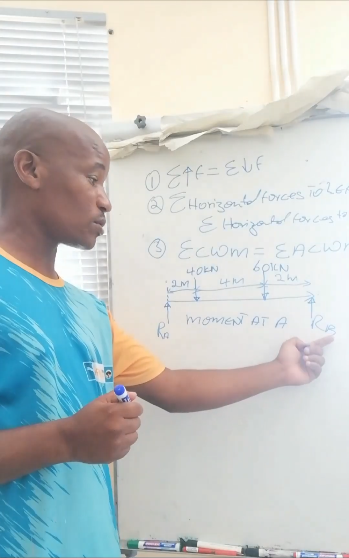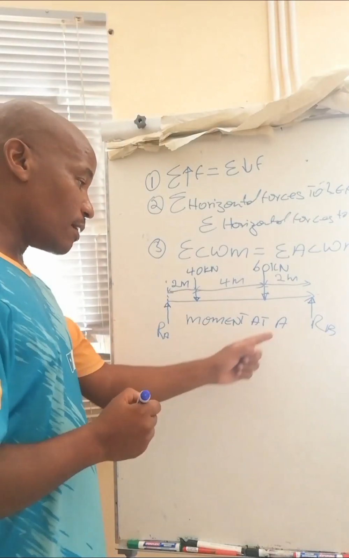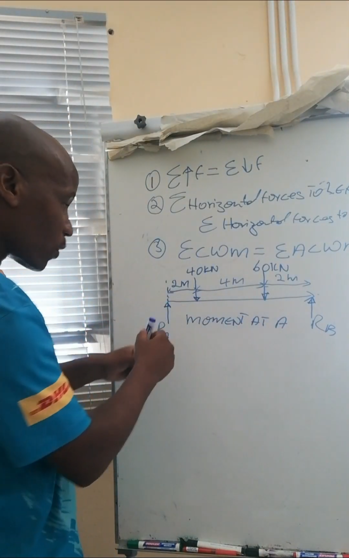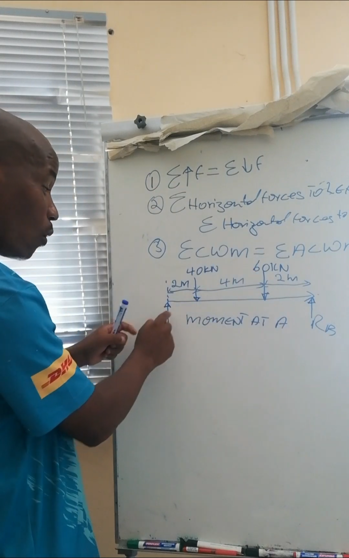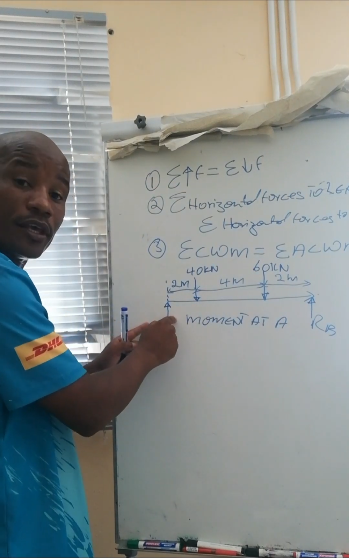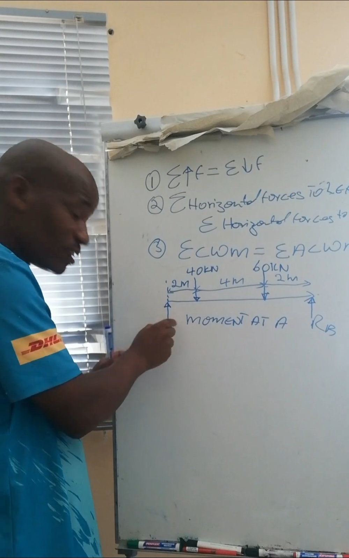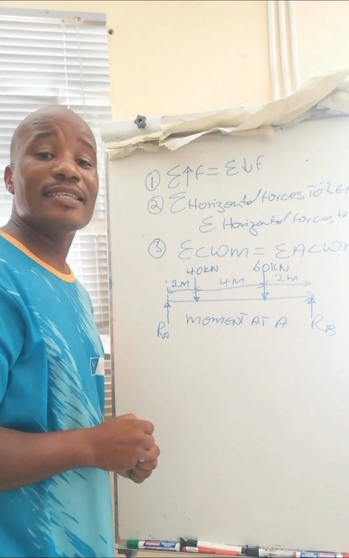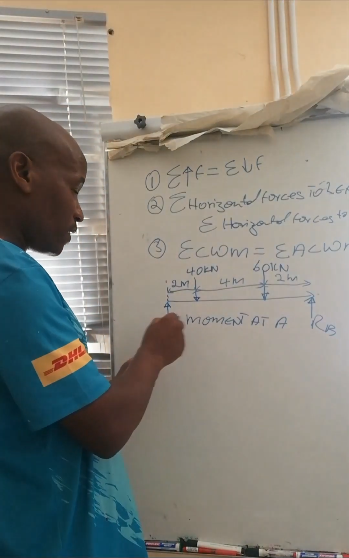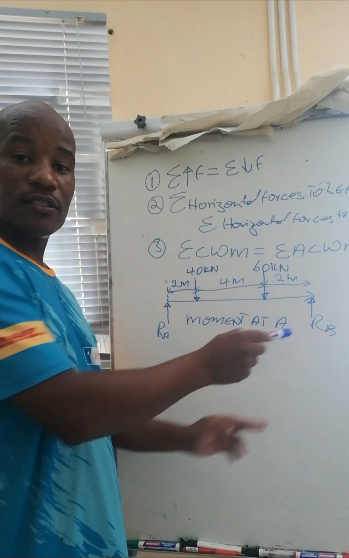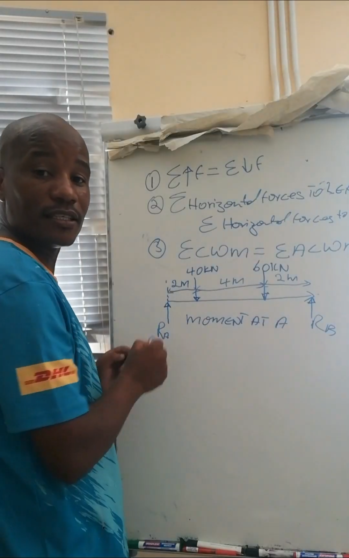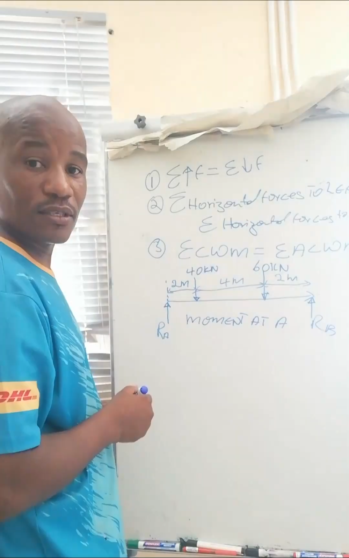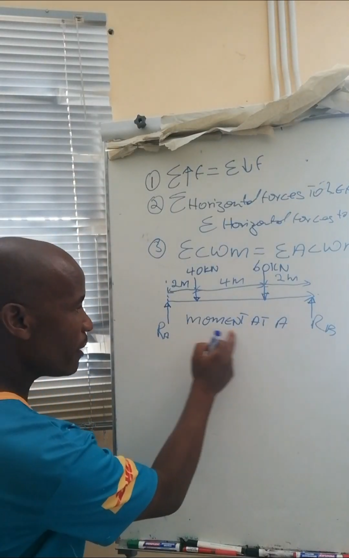But you can also start by saying the moment at B. What about the moment at B? It means all your forces are going to B, or going to A. If they are going to A, it means you calculate the reaction at B. If you say moment at A, then you are calculating the reaction at B. Let's start. The moment at A.